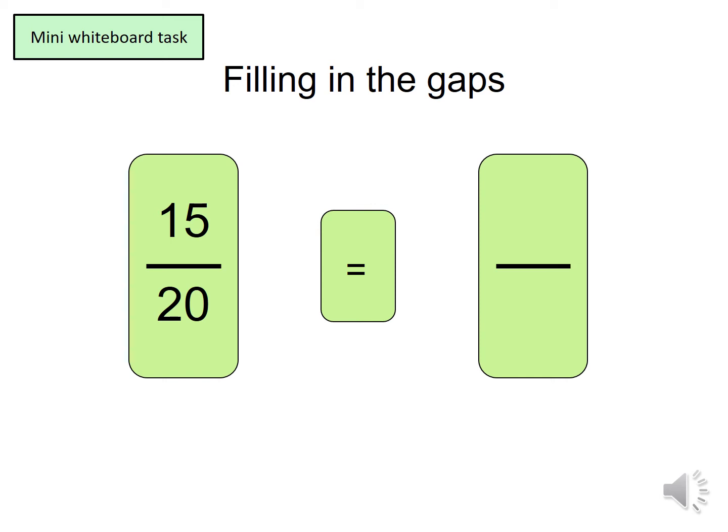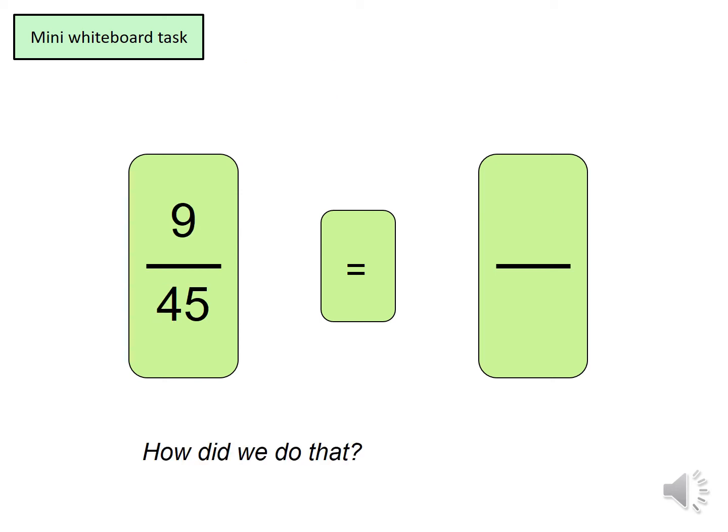Okay, welcome back. So the highest common factor, the HCF, of 15 and 20 is 5. So if I divide top by 5, the numerator by 5, sorry, and the denominator by 5, we have 3 over 4. And that is our simplified fraction. Okay, I'd like you to pause the video and have a go at simplifying this one, this fraction.